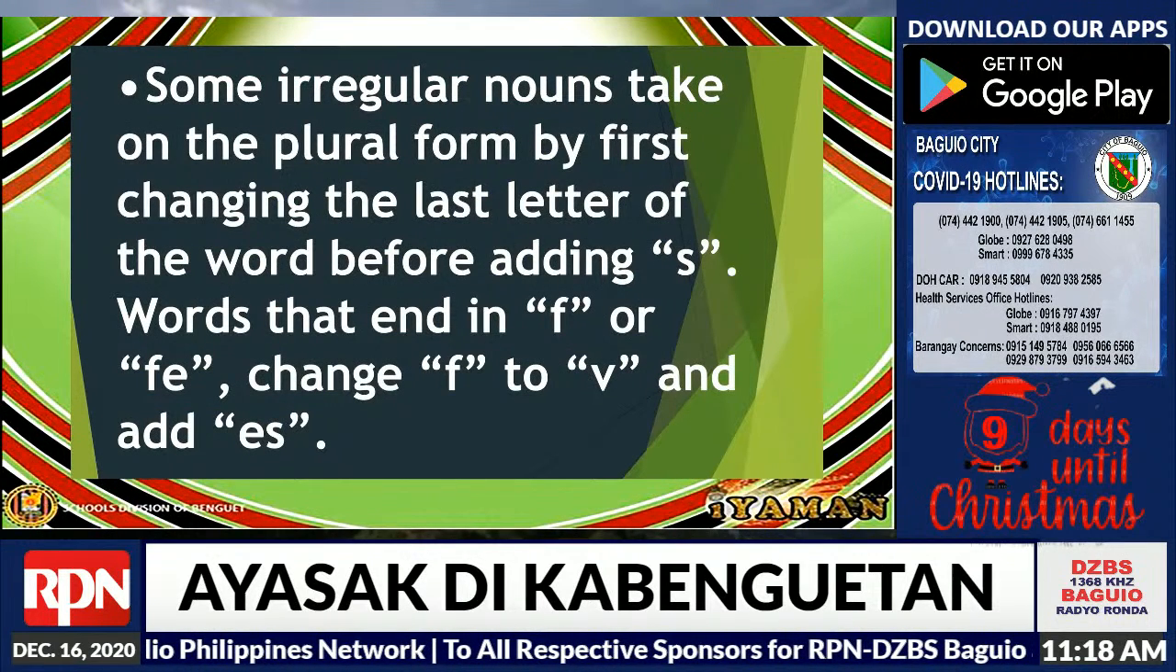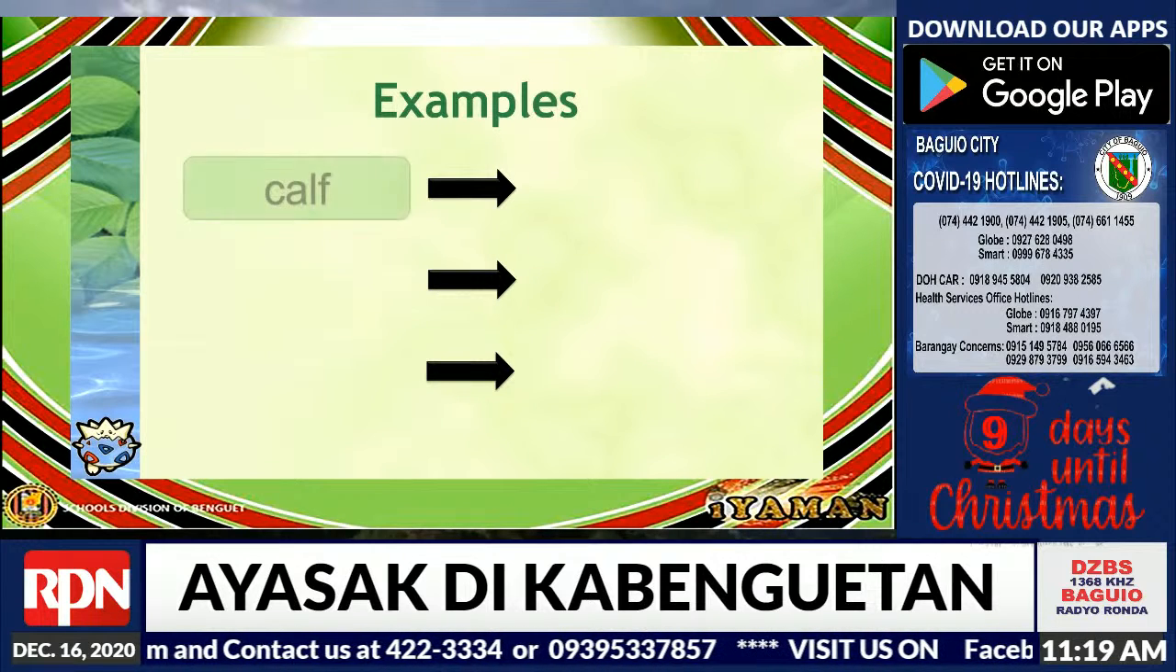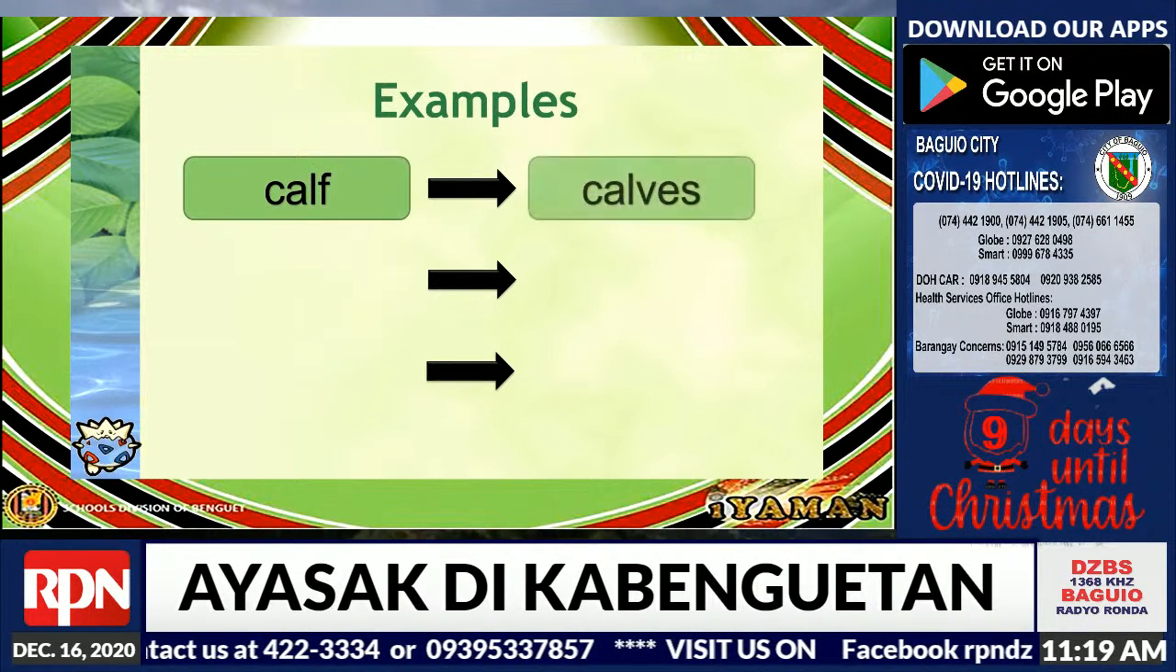Some irregular nouns take on the plural form by first changing the last letter of the word before adding S. Words that end in F or FE change F to V and add ES. Examples: calf, calves.